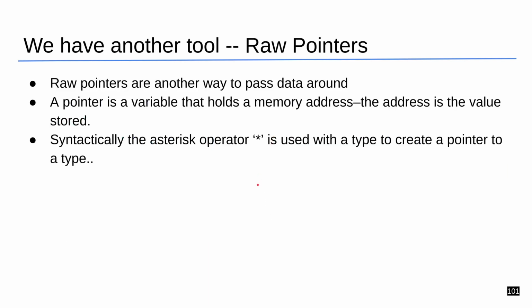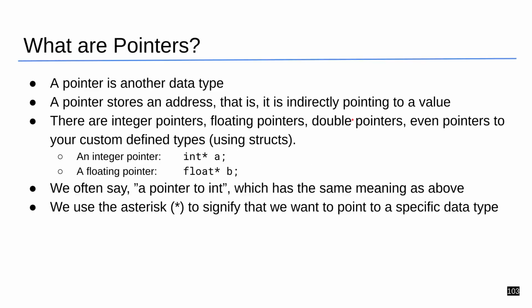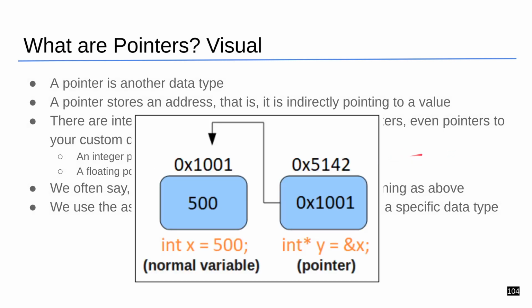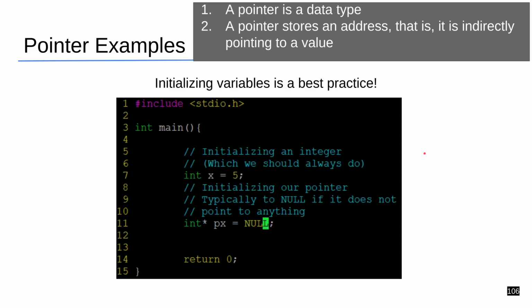Okay, so we still have our other tool as mentioned in C, raw pointers. Pointers are just a data type. Pointer is a variable that holds a memory address. The address is the value stored. Okay, so I'm going to fly through the pointers review because that's what you're going to do in your lab today. And many of you have already seen these slides in systems.